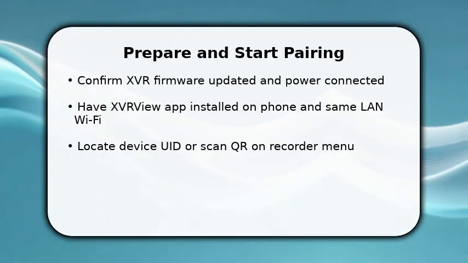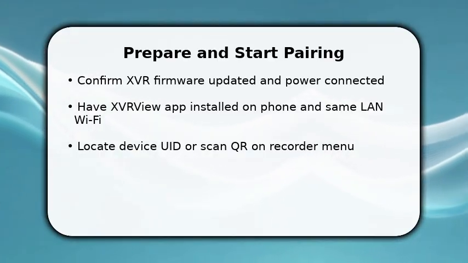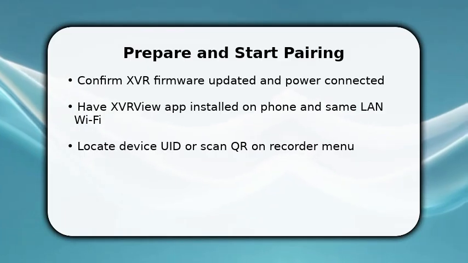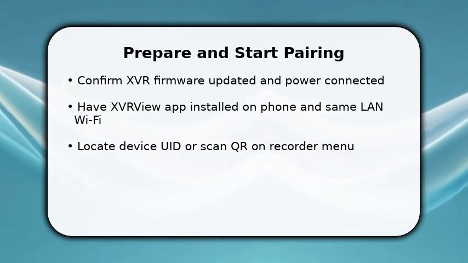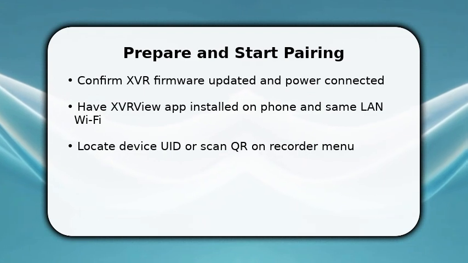Once you have the UID, choose the P2P or cloud add method inside the app. Enter the UID, a descriptive name, and the admin credentials to initiate the first connection.